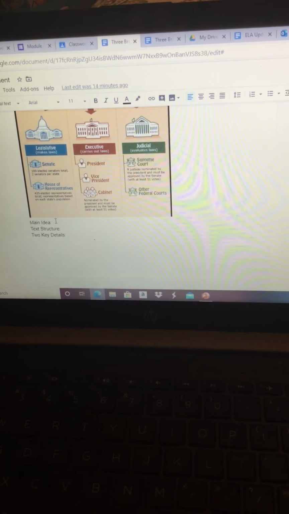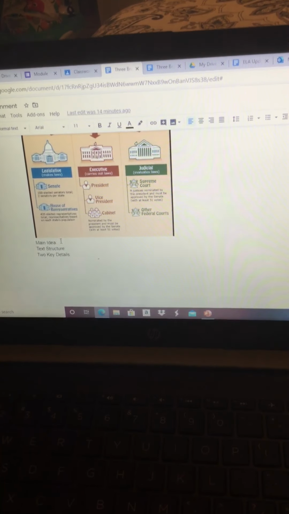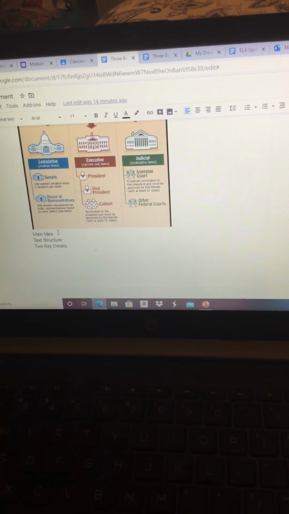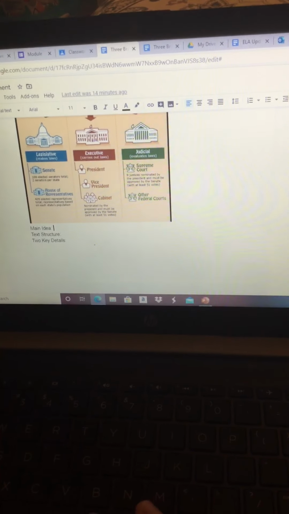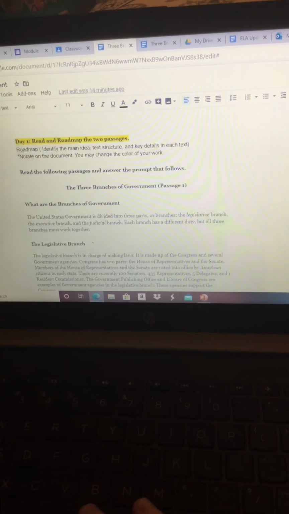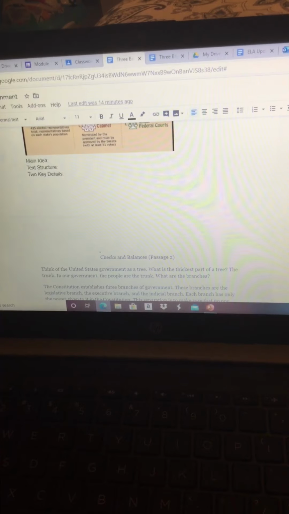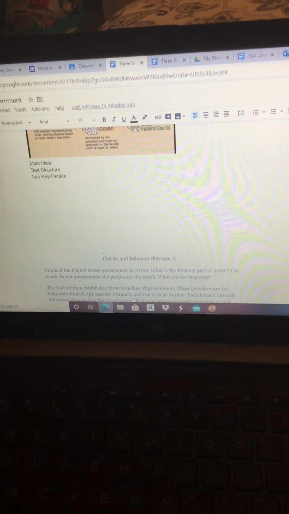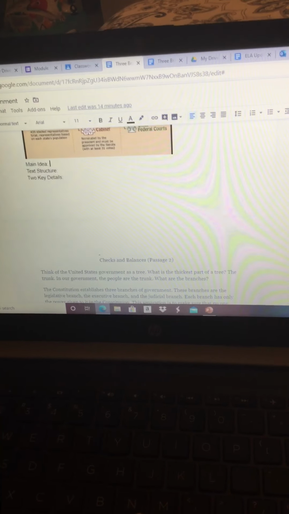Make sure you don't confuse topic and main idea. Remember that the topic is 1 to 3 words, and you can answer it without a complete sentence. So the topic of this passage, after looking at the title, is going to be the 3 branches of government. The main idea, however, will be a complete sentence telling you about the main 3 branches of government, maybe including their job, their role, their purpose.